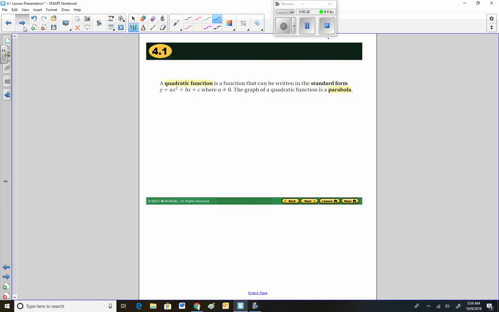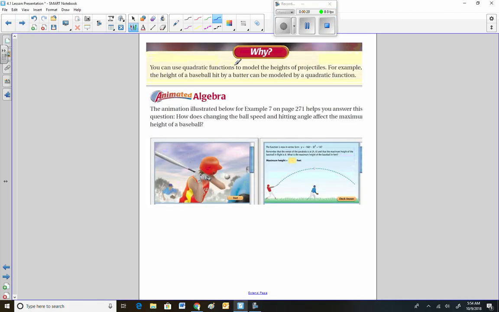Let's take a look at the next screen. You can use the quadratic function to model the heights of projectiles. Here you go. There goes the ball. It actually is a great way of looking at the parabola, and it's also a great way of looking at quadratic functions.